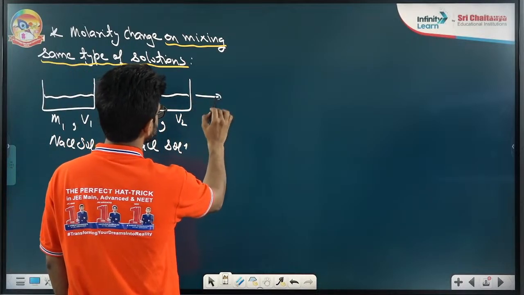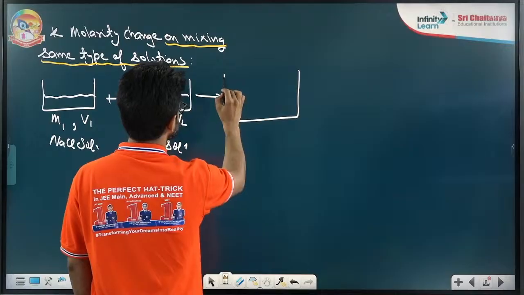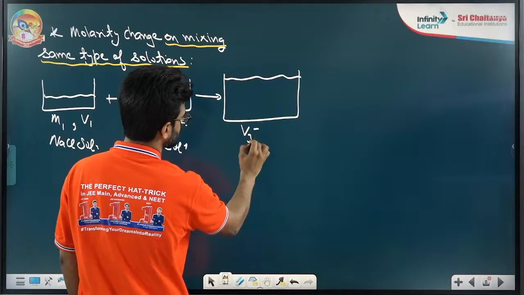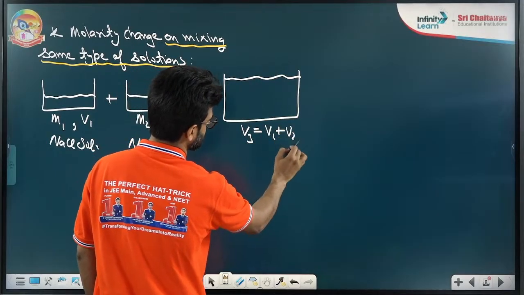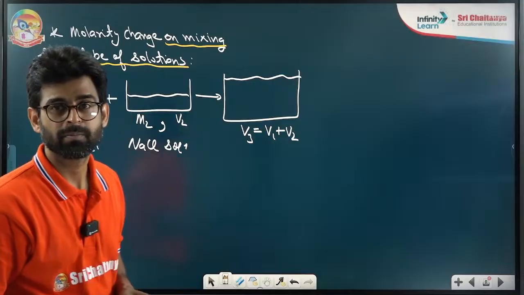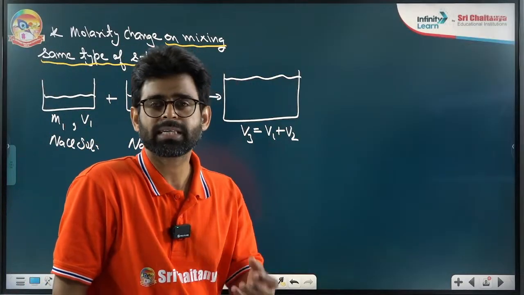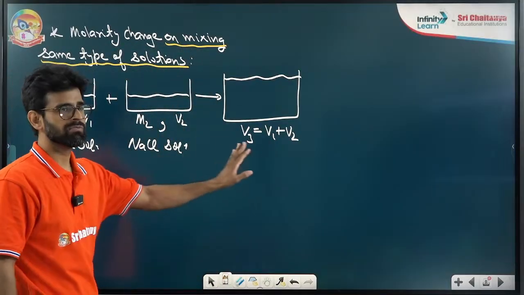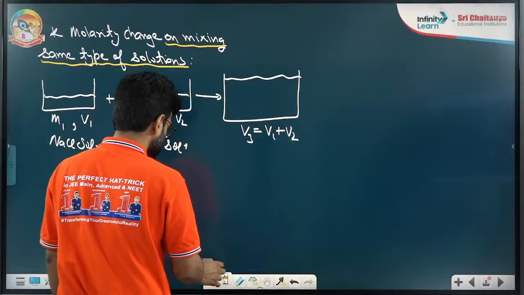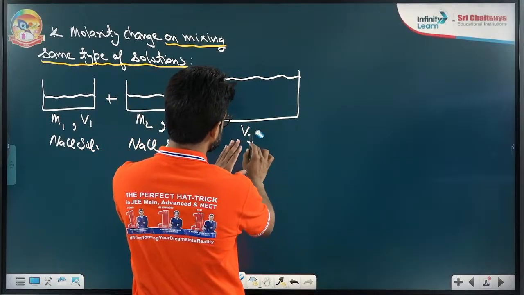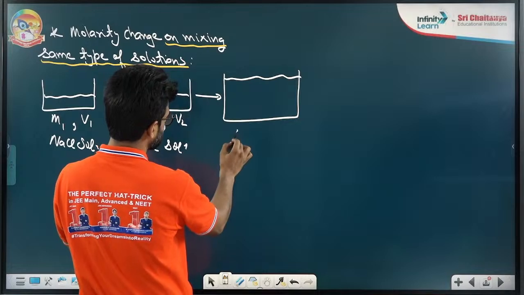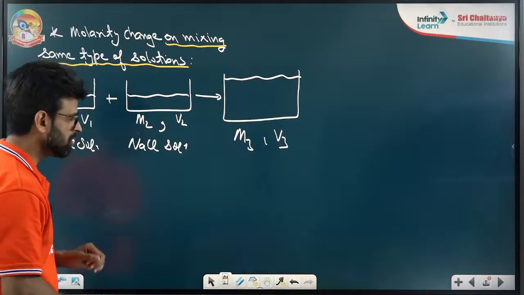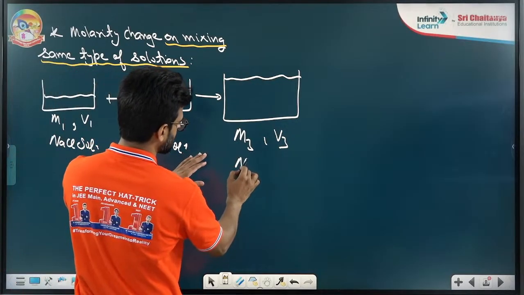If you mix both of these, then the total volume will become what? I'm calling the volume V3. So V3 is what? V1 plus V2. If you just add both the solutions, it is V1 plus V2. If you add extra water also, then it can be V1 plus V2 plus V water, right? So instead of writing just V1 plus V2, I am writing V3. So I am writing it as M3 and V3 after adding. It is also a NaCl solution.